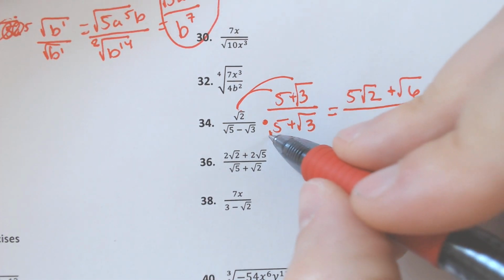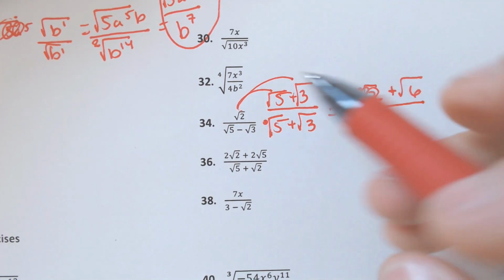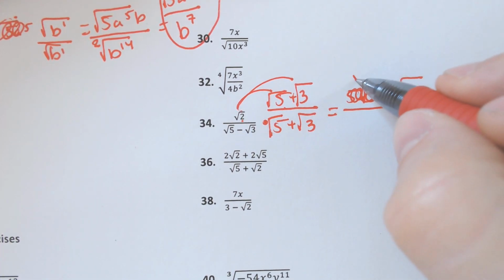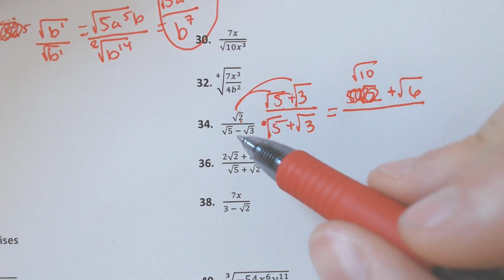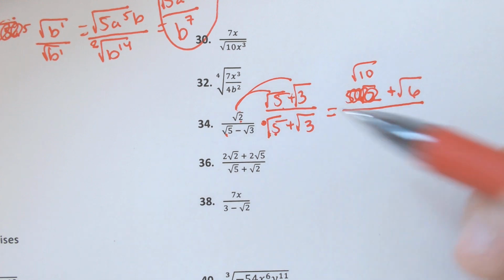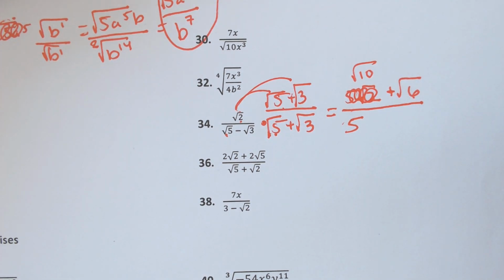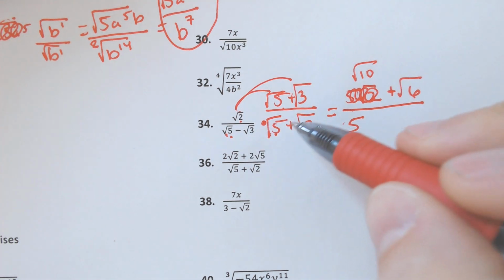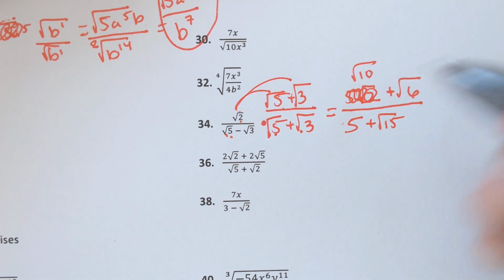Oh no, I forgot my square root. Oh no. I apologize. Square root of 2 times square root of 5 is square root of 10. Apparently, I am tired today. All right. Square root of 5 times square root of 5 is going to end up being 5, because the square root of 25 is 5. Square root of 5 times the square root of 3 is plus square root of 15.